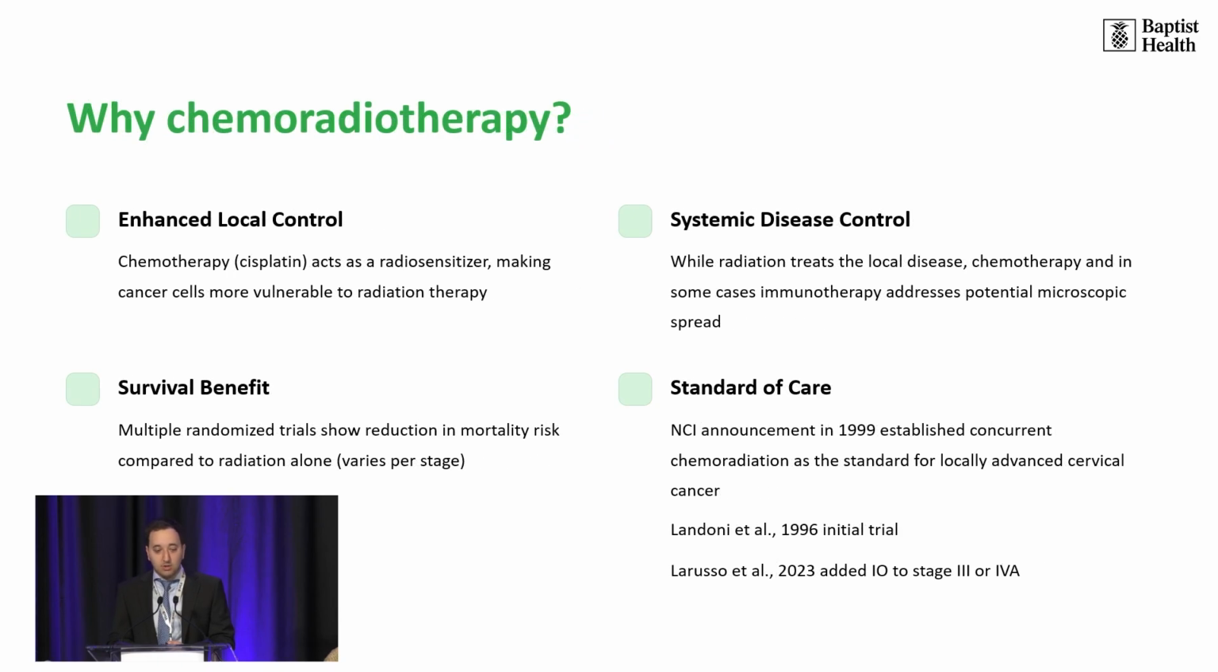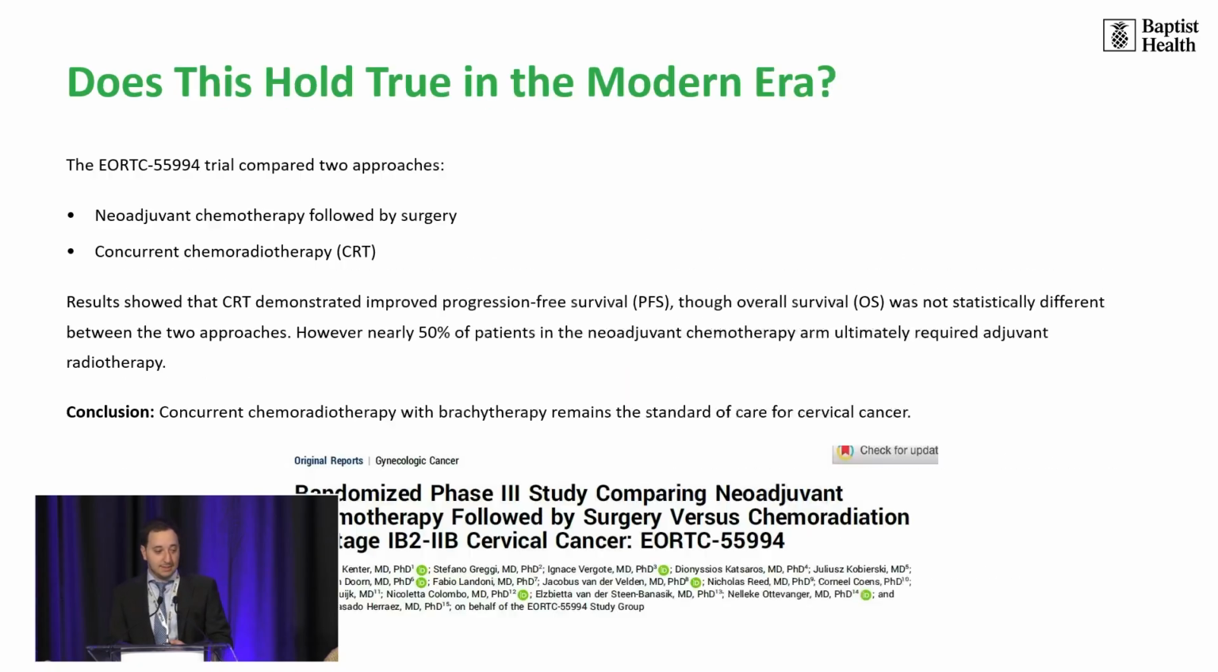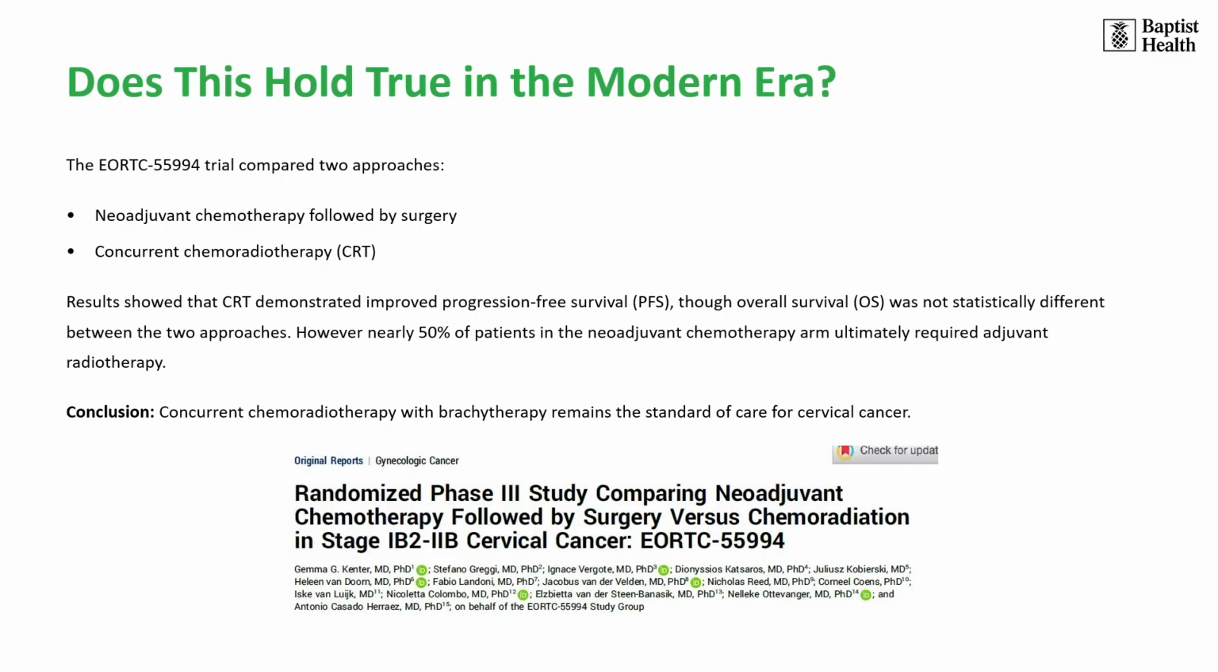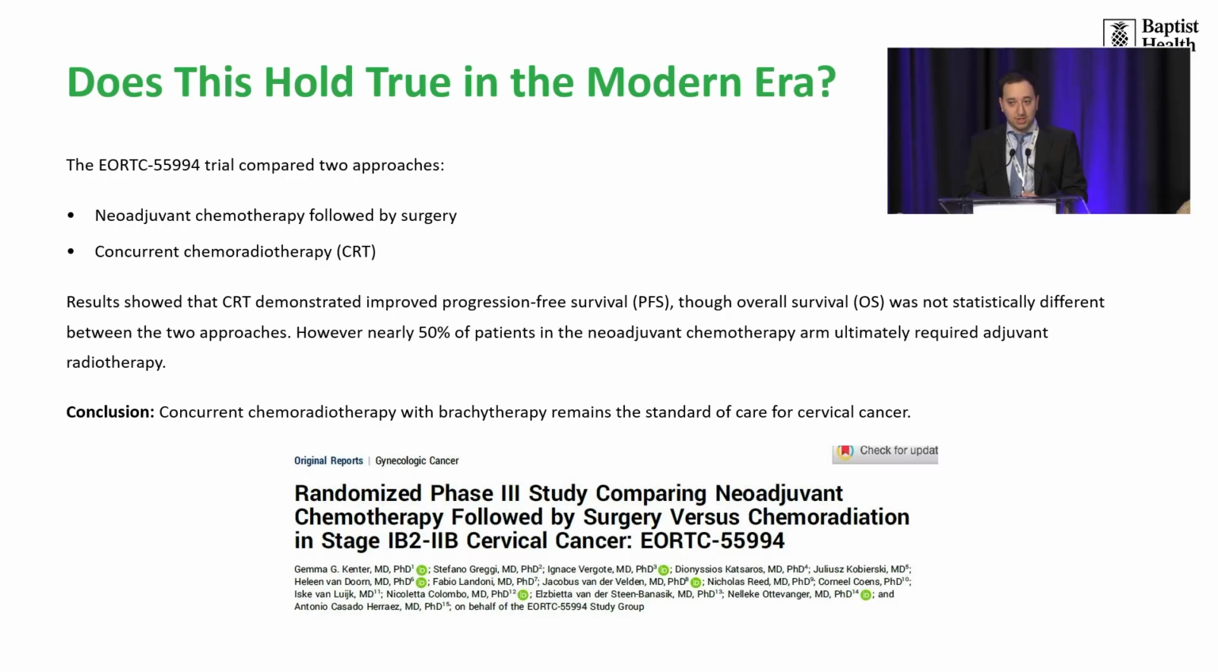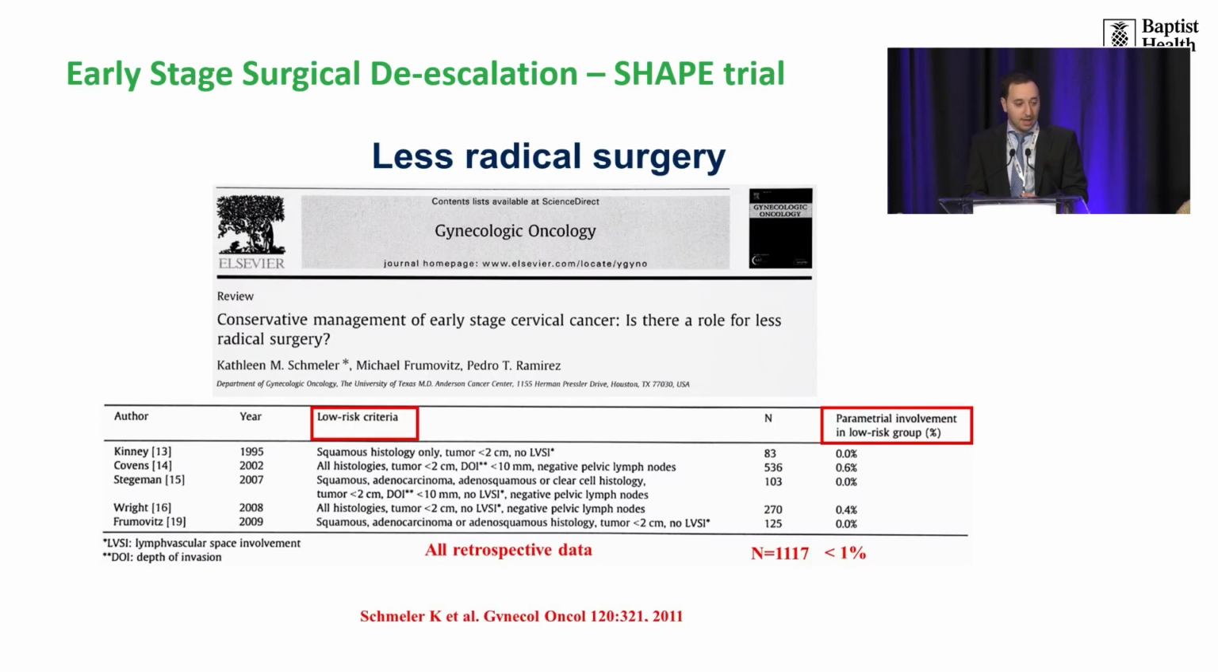There have been numerous studies showing that this is the best approach we have so far, and the overall standard approach to these locally advanced cervix cancers has been this chemoradiation approach since the 90s. Does this hold true in the modern era? There have been some people looking at whether you can do all of this chemotherapy and then do surgery versus the standard approach. And for now, the modern approach is the same approach that we've done since the 90s, which is this chemo plus radiation approach.